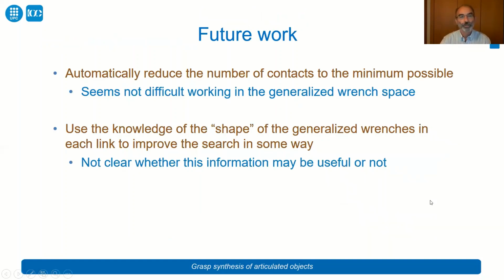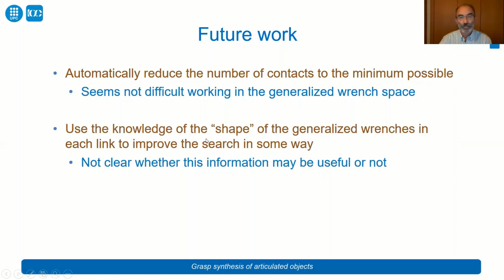So as future work, we consider now 2 things. One is the automatic reduction of the number of contacts to the minimum possible. This task seems to be not quite difficult, working in the generalized range space. For instance, removing from the convex hull of the ranges, contact ranges, those that are redundant and allow the generation of a new convex hull with fewer vertices and still keeping the original range space inside the convex hull. And the other point is the use of the knowledge of the shape of the generalized ranges in each link to improve the search in some way, or the result.